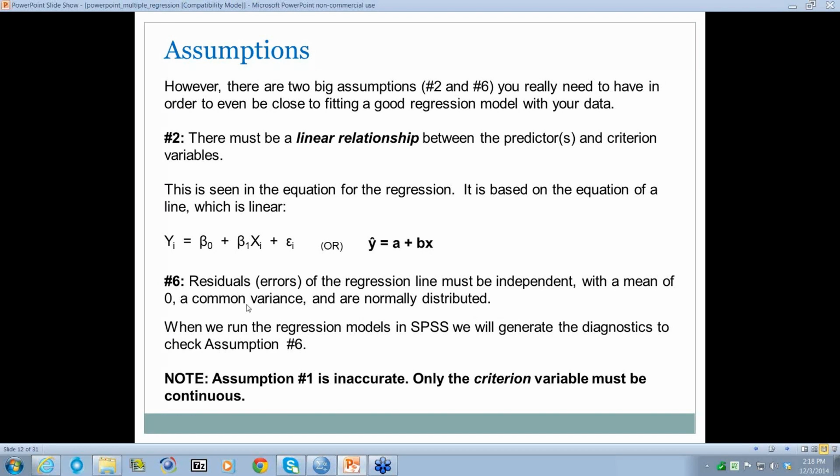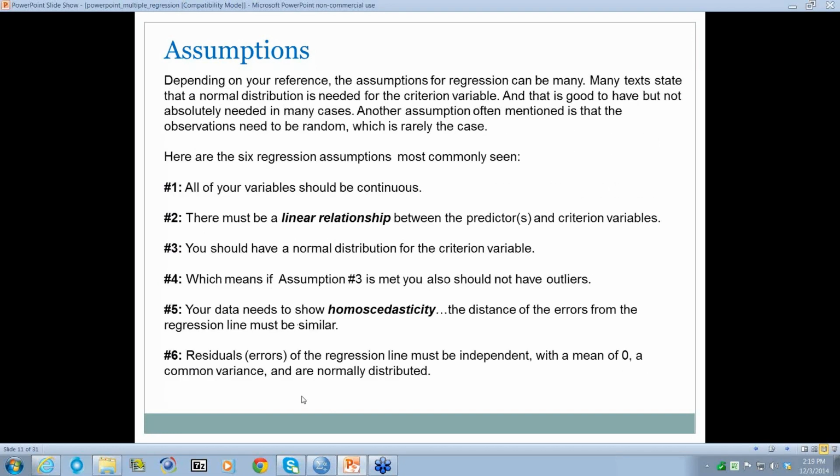And now the residuals of the regression line must be independent and with a mean of 0, common variance, normally distributed. That's what I said sounded really, really confusing. And like I said, I'll show you that. And note, assumption 1 is inaccurate. It said all of your variables should be continuous. In a regression, your predictors can be just about anything. You just need to accommodate them. They could even be categorical, and then you can use dummy codes or indicator variables to break them up.